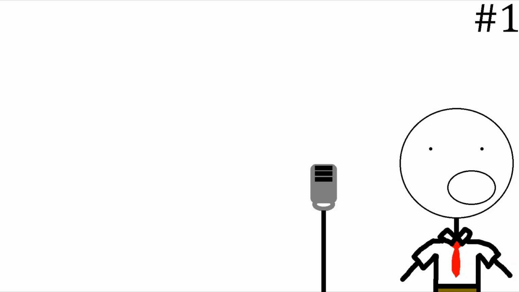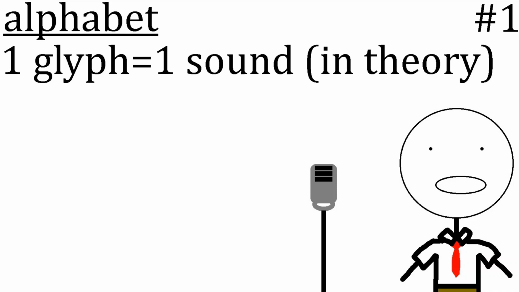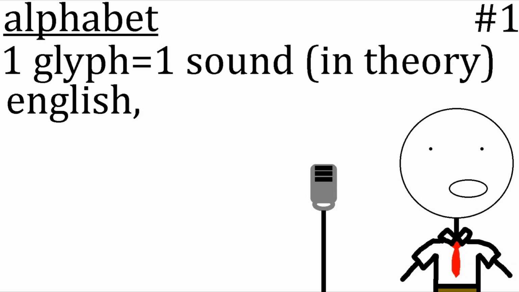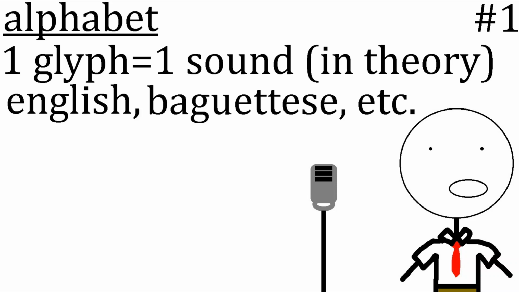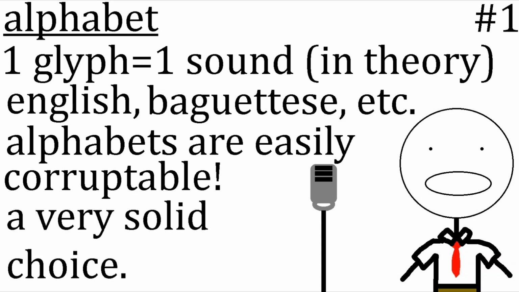The first one is what you might be the most familiar with, the alphabet. The alphabet is a writing system where each glyph represents one sound. Now, because languages and spelling shift over time, this is proved like with English, French, other languages that are notorious for dropping consonants, vowel changes. Alphabets are easily corruptible and therefore might be a good choice for your horrible Conlang.